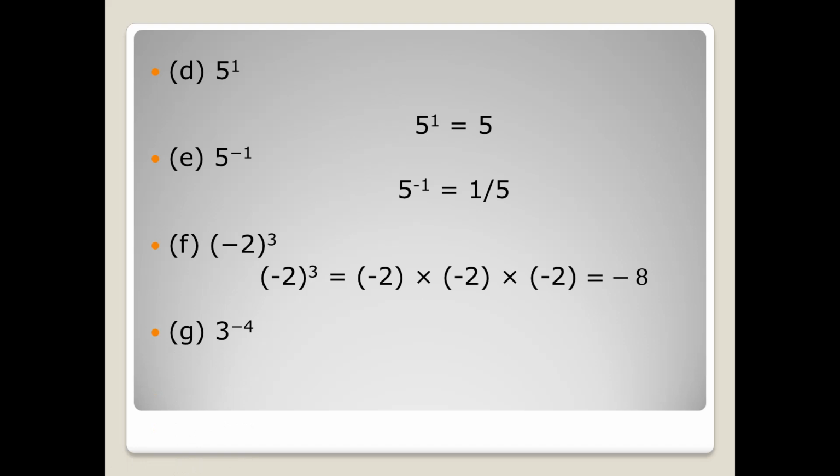3 to the power of minus 4 is what? It's 1 divided by 3 to the power of 4. See, if the exponent here is a negative number, we put it in the denominator. So we invert the number. So it becomes 1 divided by 3 to the power of 4. And the 3 to the power of 4 in the denominator here means we have to multiply 3 by itself 4 times. So 3 by 3 by 3 by 3, that is 1 divided by 81.